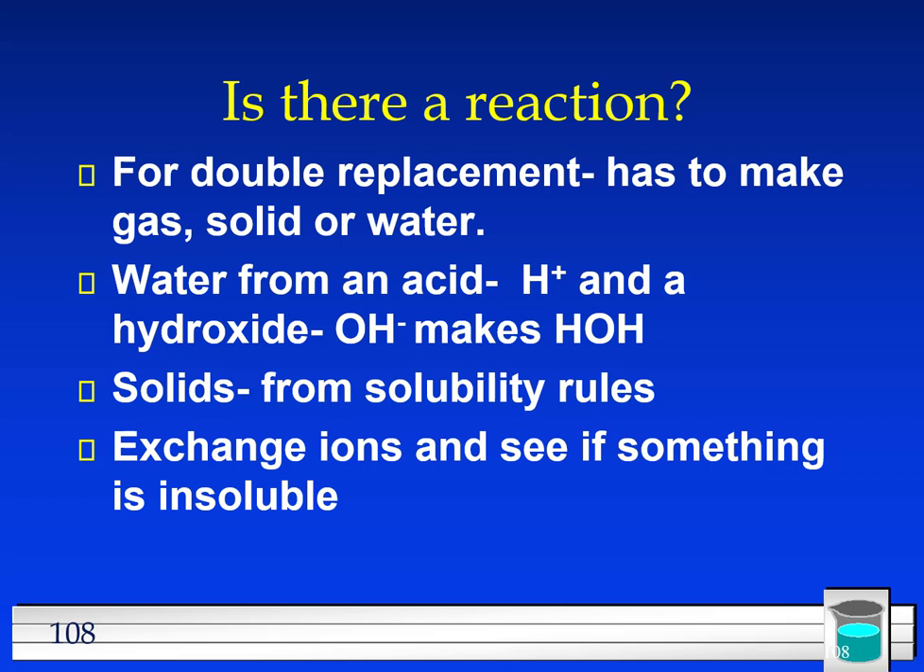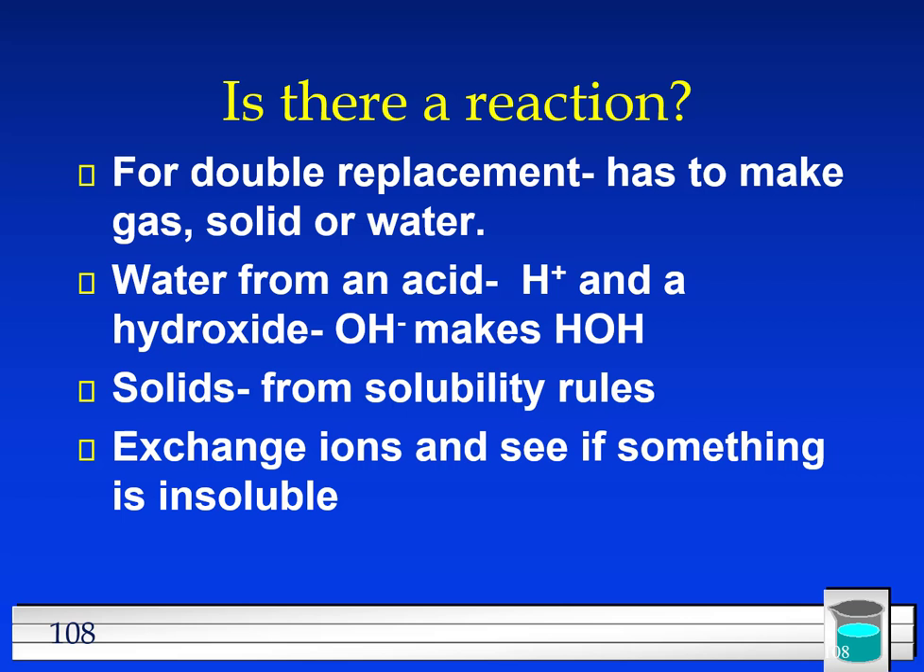We've got this one from your homework last night. All we're going to do is say, okay, we do the exchange, we write the formulas, and now, is either one of these going to be a solid? Well, is Ba an alkali metal? No. Is Na an alkali metal? Yes, Na is an alkali metal. So rule number 1 says that this one's going to dissolve. So I'm done with that one.